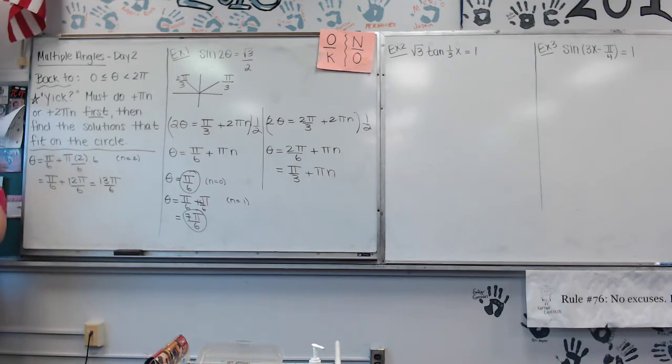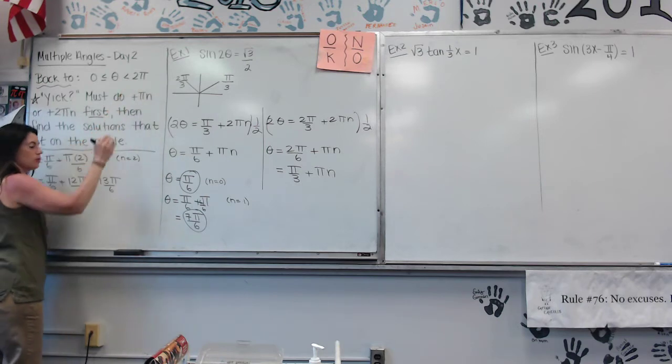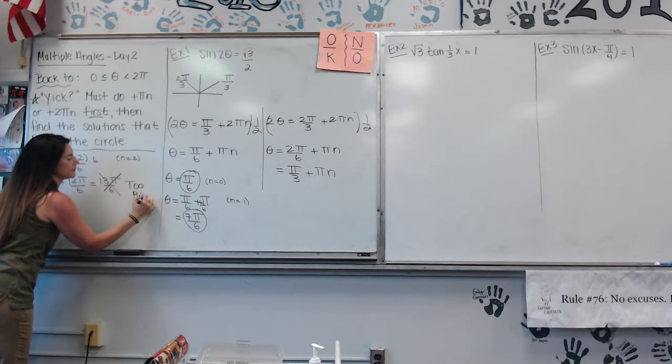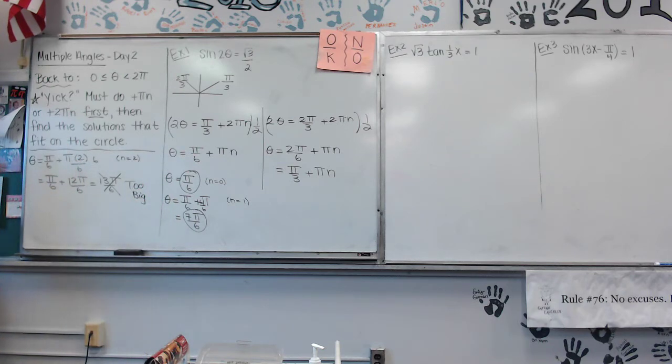Now here's the thing. If you were to do 13 divided by 6, we can grab a calculator. Okay, you won't need calculators for any of these. You're going to get better at them. If I take 13 and I divide by 6, that's 2.1666666 all the way forever. That's bigger than 2, right? And I have to stop at how many pi's? 2. So this answer is too big. You only want the answers that fit on the unit circle.